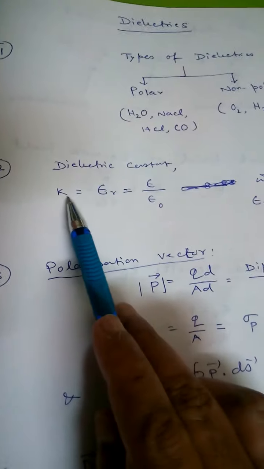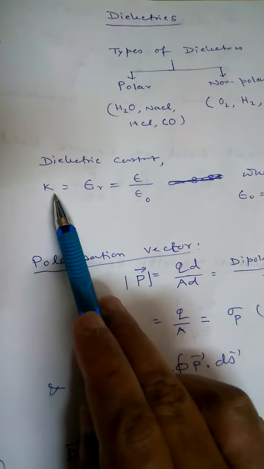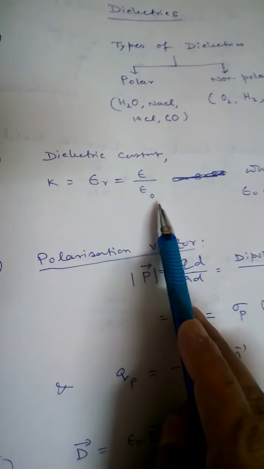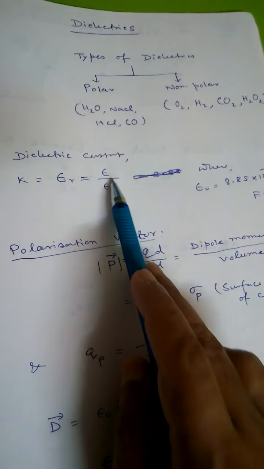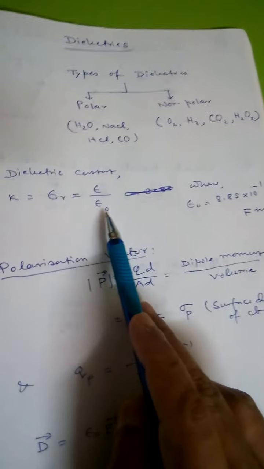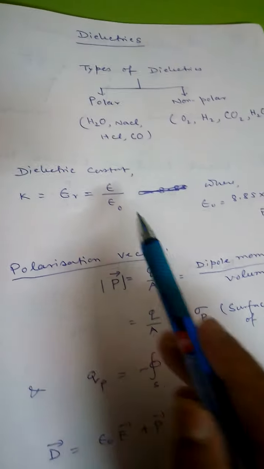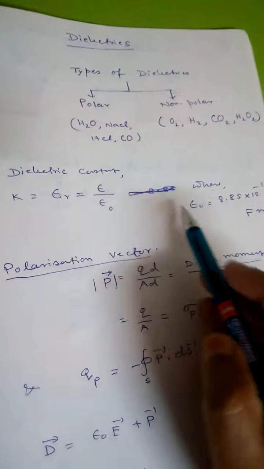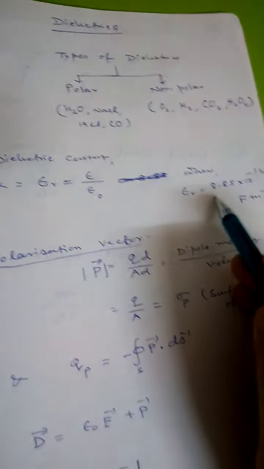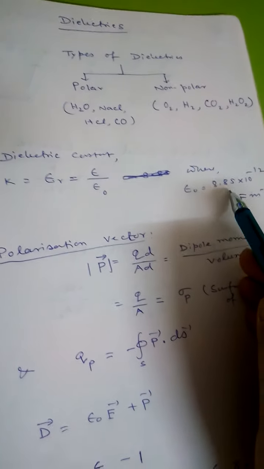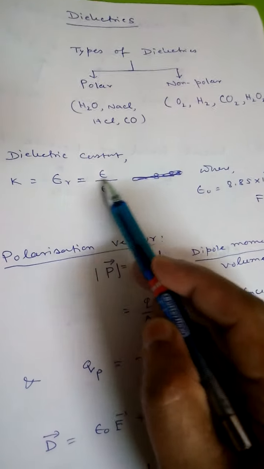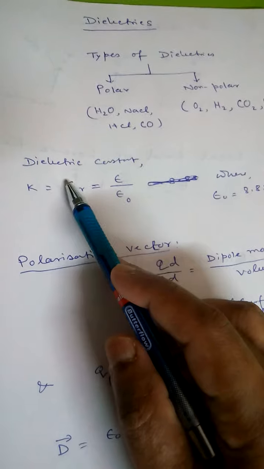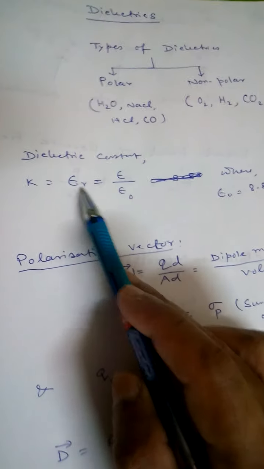Dielectric constant. The expression of dielectric constant K or epsilon r equals epsilon by epsilon naught, where epsilon naught is the free space permittivity. This is the standard value of epsilon naught. This is the permittivity of the medium. This is the relative permittivity or dielectric constant. So epsilon equals epsilon naught epsilon r.